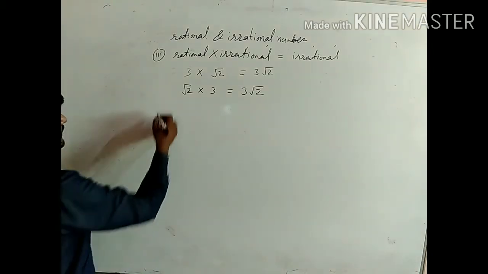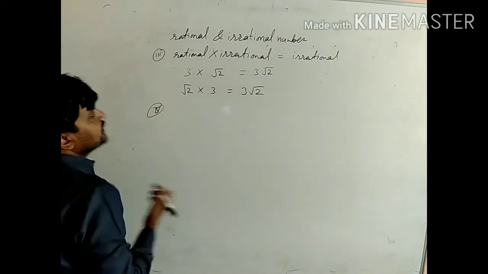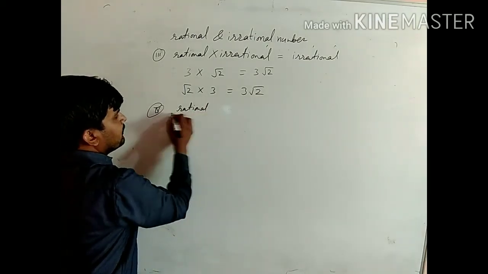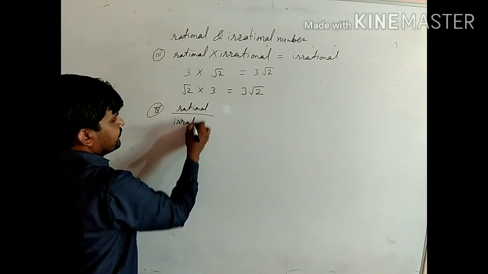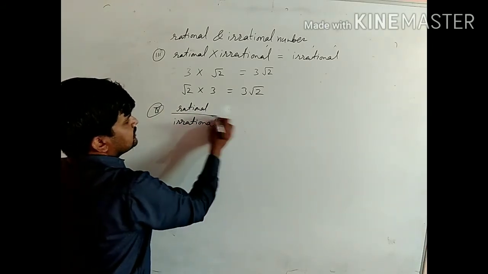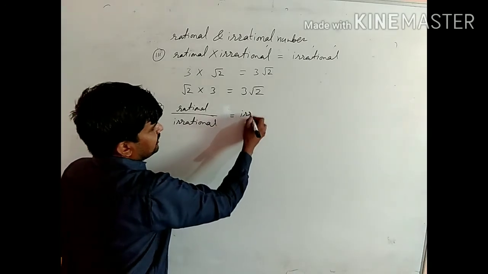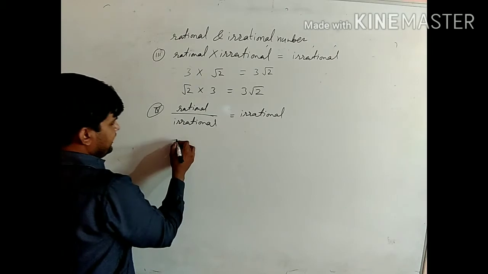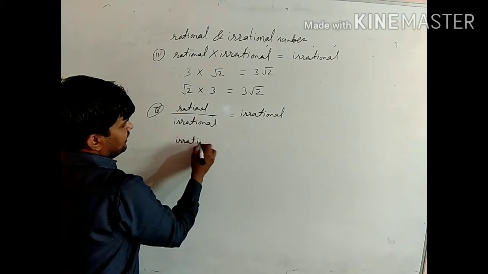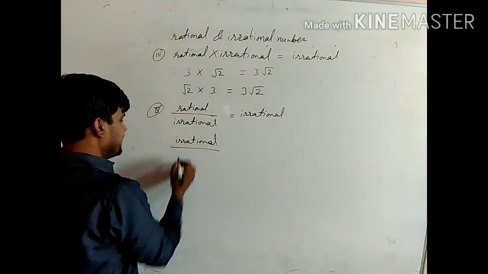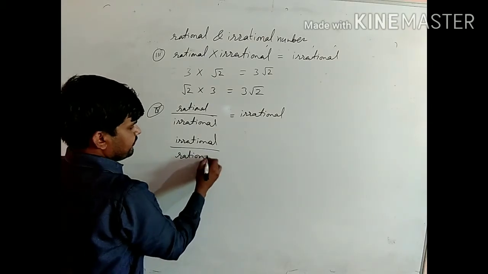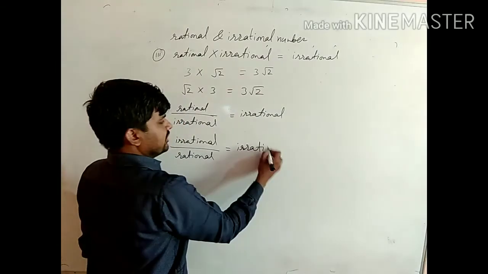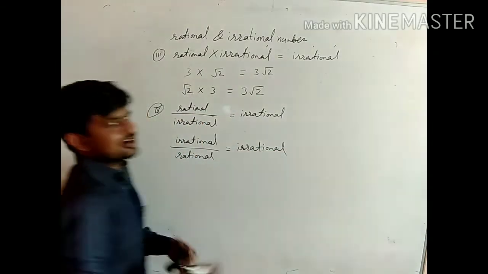Now the fourth fact: if we divide a rational by an irrational, then we get an irrational, or if we divide an irrational by a rational, then also we get an irrational. These are the facts about operations between a rational and an irrational number.